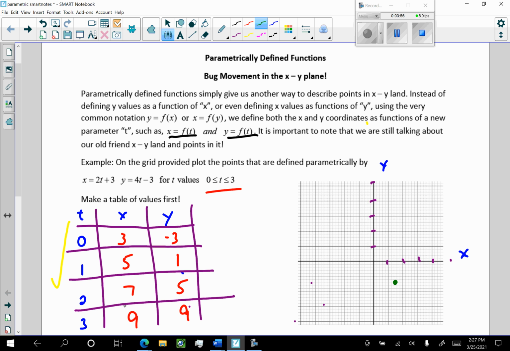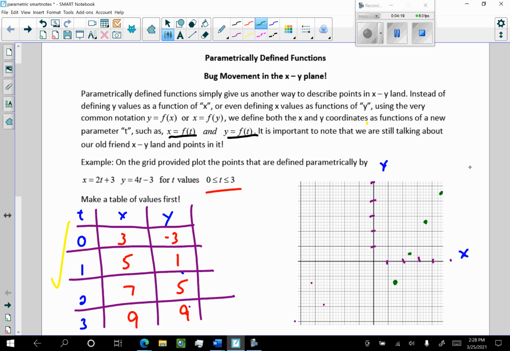Then when t is equal to 1, I have 5, 1. So I have 2, 4, 5, 1 is going to be about right there. And when t is equal to 2, I have 7, 5, 2, 4, 6, 7, about right in there. And then the last point, t is equal to 3, I'm going to go to 9, 9. Well, 9, 9 is about right in here.